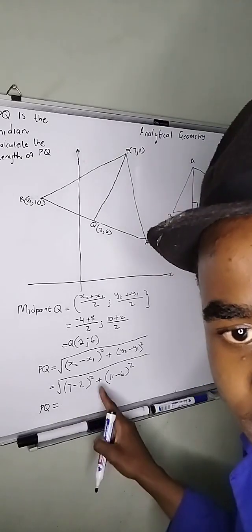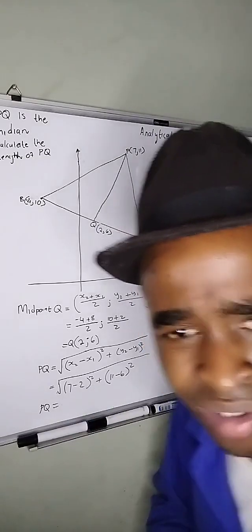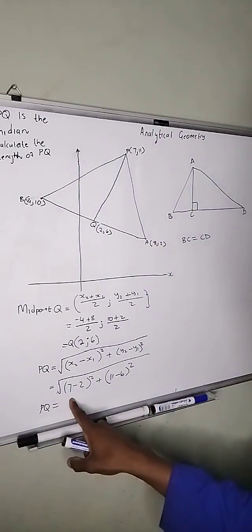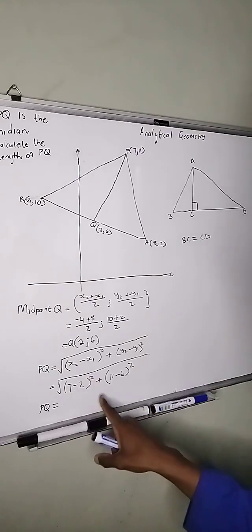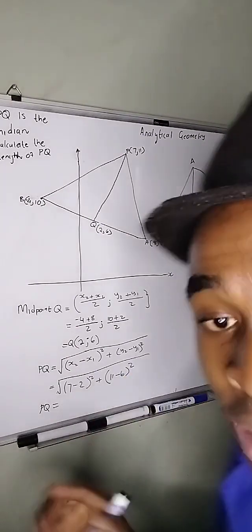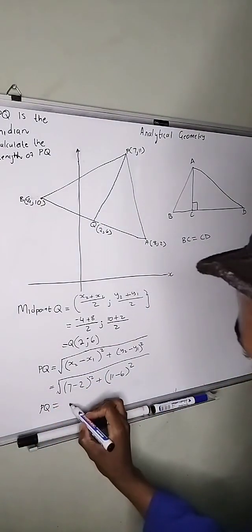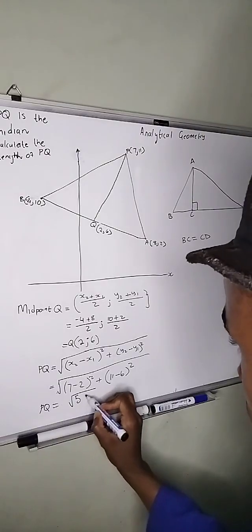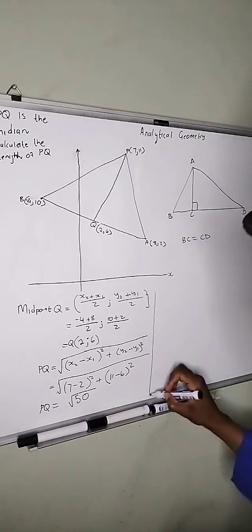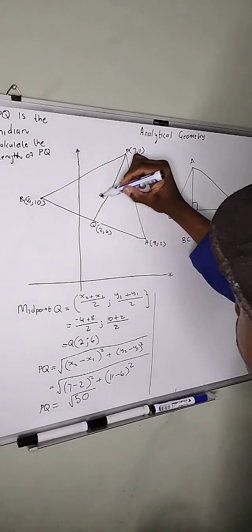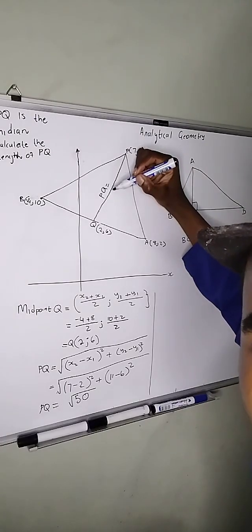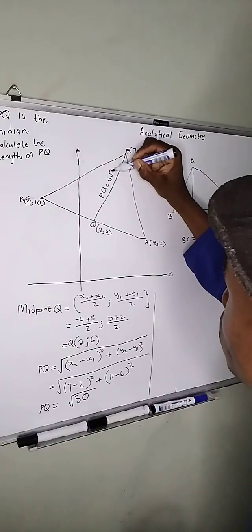What is the sum here, guys? I'm getting confused. Why am I getting different answers? This is going to be 5, and 5 squared is 25. 11 minus 6 is 5, and 5 squared is 25. So the sum is going to be 50. Then what is my PQ in simple form? It's going to be 5 root 2.